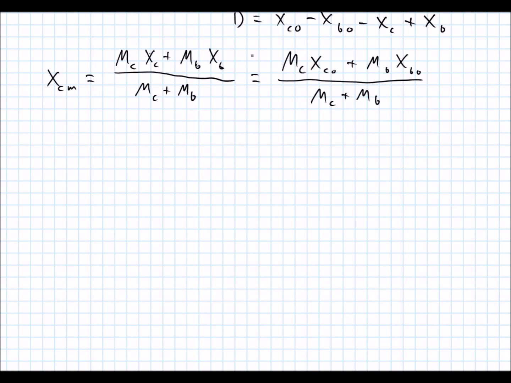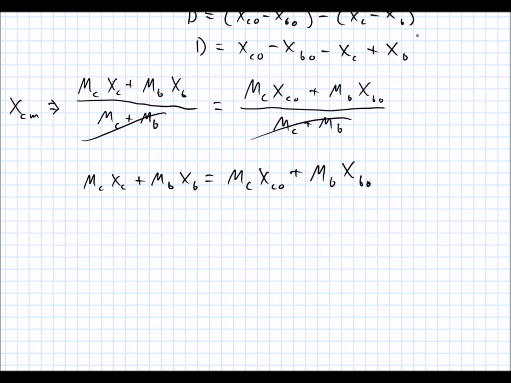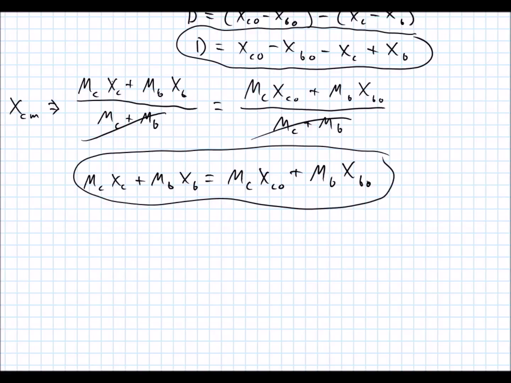So looking at just the second two terms here, I can multiply through by the total mass, and it goes mc xc plus mb xb is equal to mc xc initial plus mb xb initial. So let's look at this now. We know all the masses, we know the initial positions, but we don't know xc or xb. So here's another equation with two unknowns. However, if you look at the equation we examined a moment ago and this equation, I have two equations and two unknowns, and so this system is solvable.